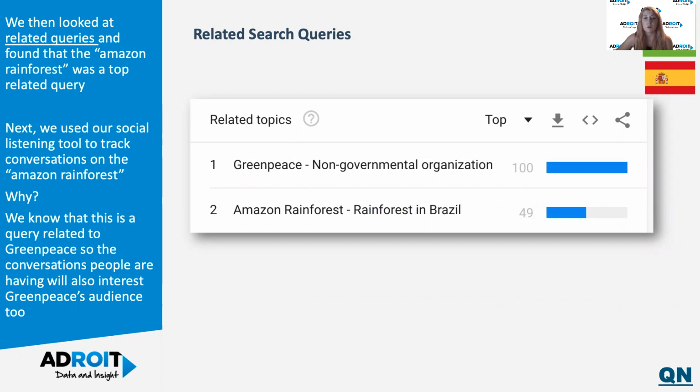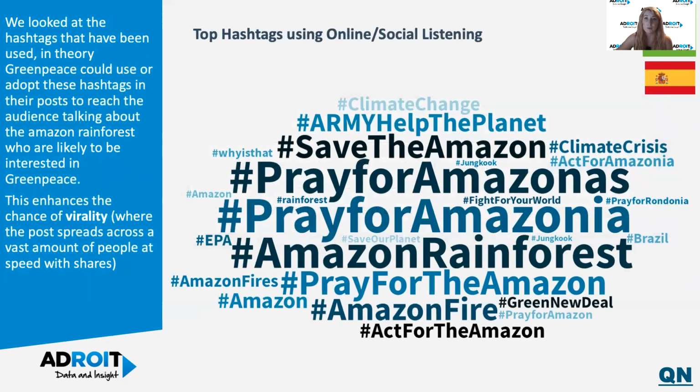We know that this is a query related to Greenpeace, so the conversations people have will also be of interest to Greenpeace's audience too. So we can use social listening to explore the Amazon rainforest conversations to see the top hashtags. So Greenpeace could use or adopt these hashtags in their posts to reach this audience that are talking about the Amazon rainforest, who are likely to be interested in Greenpeace too. This enhances the chance of virality, which is where the post spreads across a vast amount of people at speed with shares.